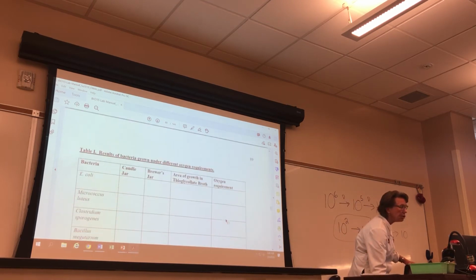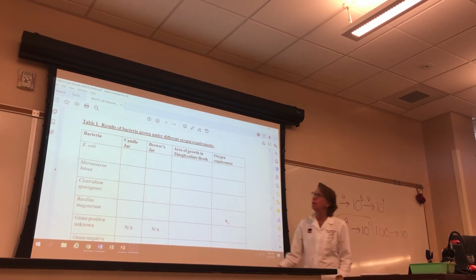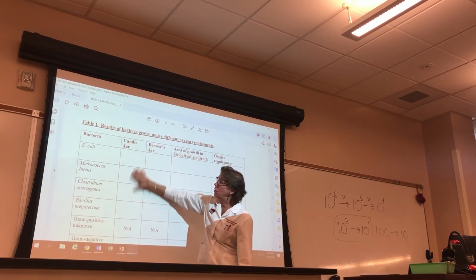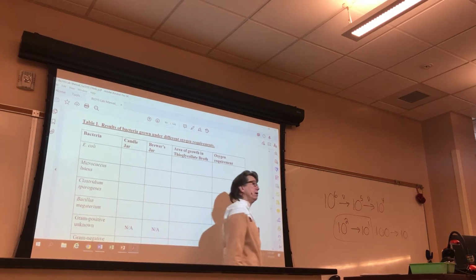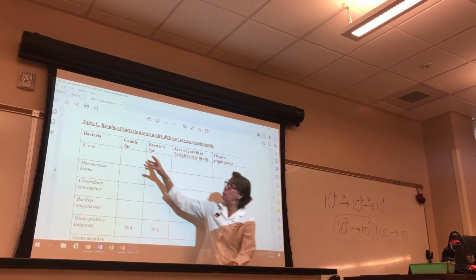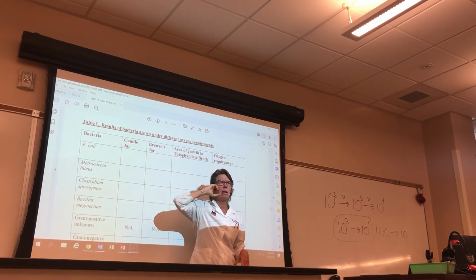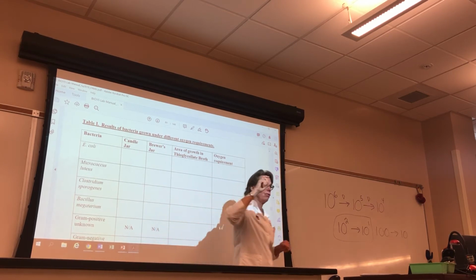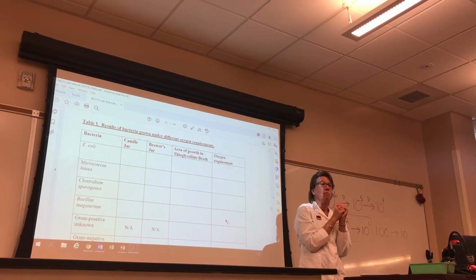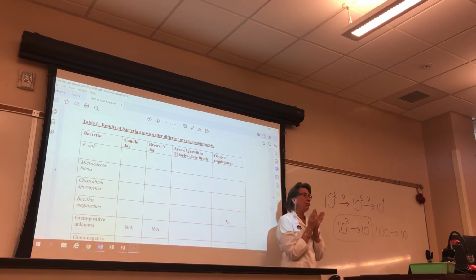Then we're also going to bring out a candle jar and a brewer's jar that you can compare the growth of the organisms that you saw in the thioglycolate. So let's see if we remember this. A candle jar is made to allow the growth of what kind of organisms? Microaerophiles. It actually, literally, has a candle in it that burns most of the oxygen but leaves a little bit of oxygen in there. So the candle jar is designed to enhance the growth of microaerophiles.